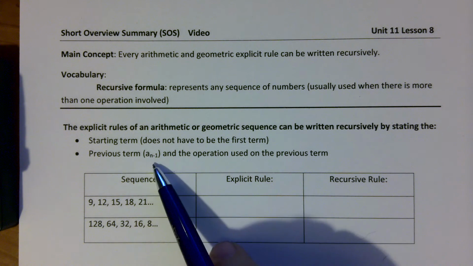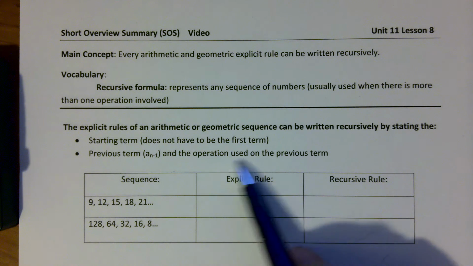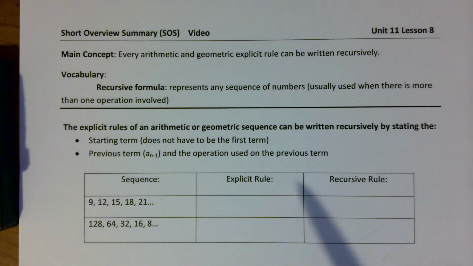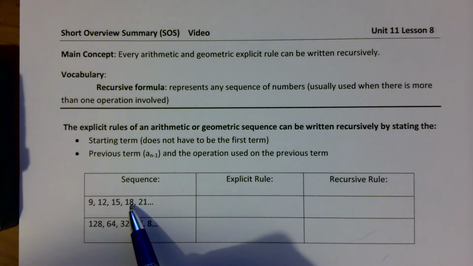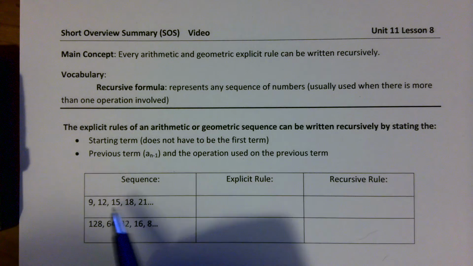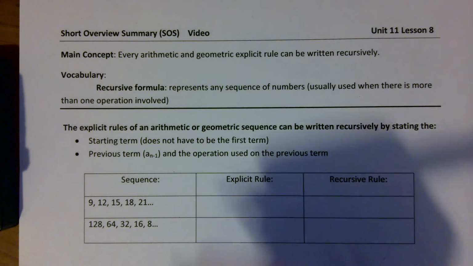We write the previous term, shown by a sub n minus 1, and the operation used on that previous term. In an arithmetic sequence, we're talking about adding, and in a geometric sequence, we're talking about multiplying. So let's take a look. In this sequence, we are going up by 3. Remember, you can take any term and subtract the previous one. 21 minus 18 is 3. 18 minus 15 is 3, and so on.